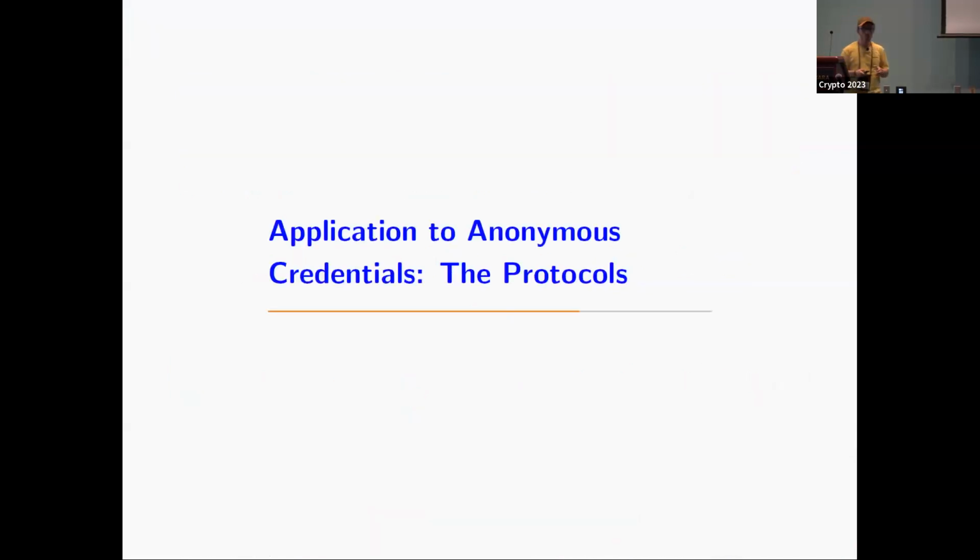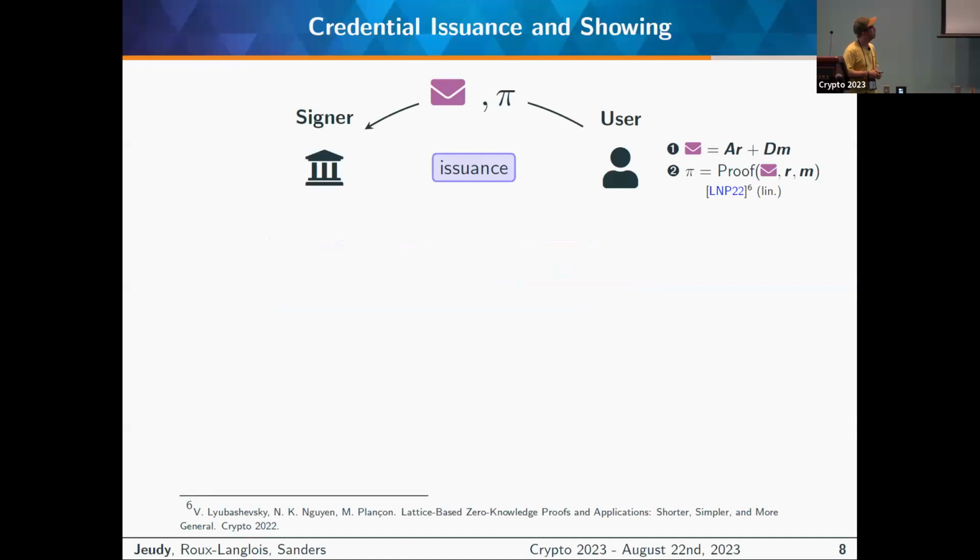And for that, we're going to go back to our protocols, so the issuance and the showing or verification protocol. And the one thing that we observe in our signature scheme, and also in the prior actually, is that the signing key is only used once the commitment has been computed. So we can actually delegate this commitment step to the user and allow the secret key to be used only once the commitment has been sent by the user.